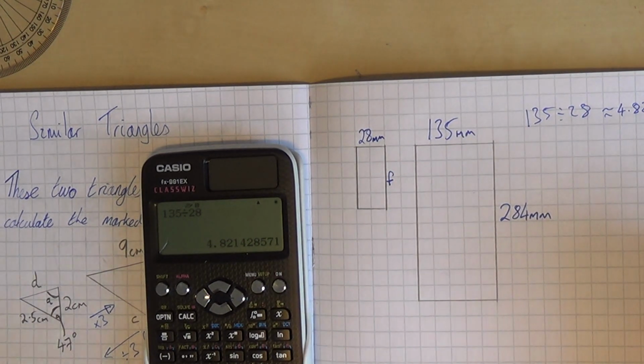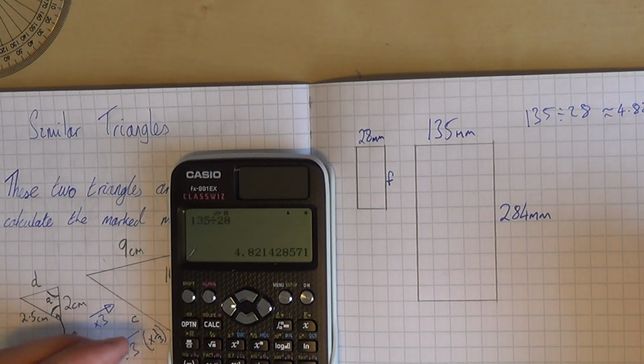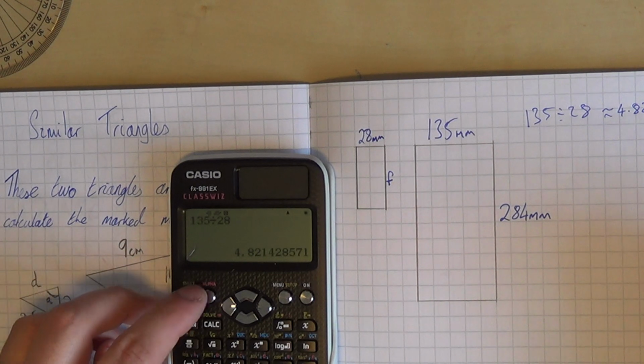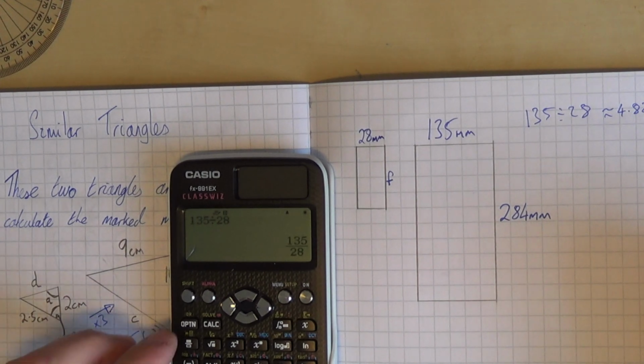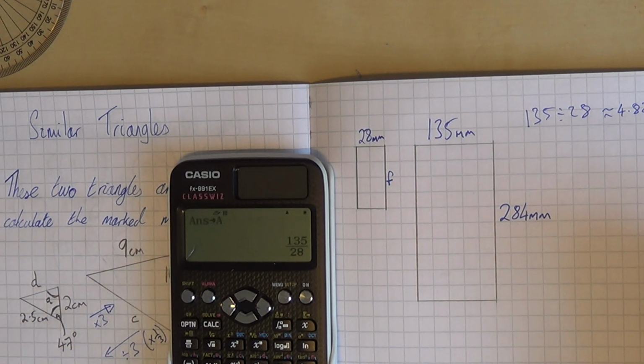If you want to be really precise with this stuff, you can store that using the store function, and I'm going to store it in alpha A. Let's try that again. 135 divided by 28 is 4 and a bit. Store that in A, and there we go. So that's now stored in A as my number.